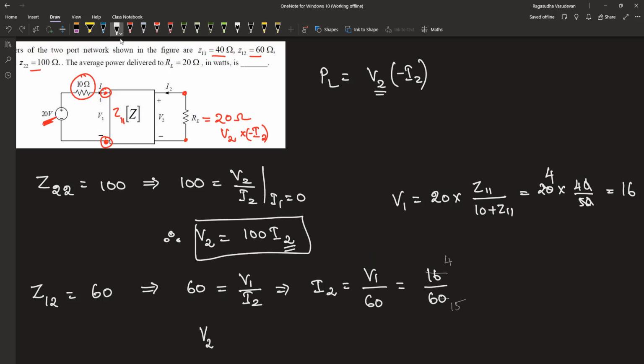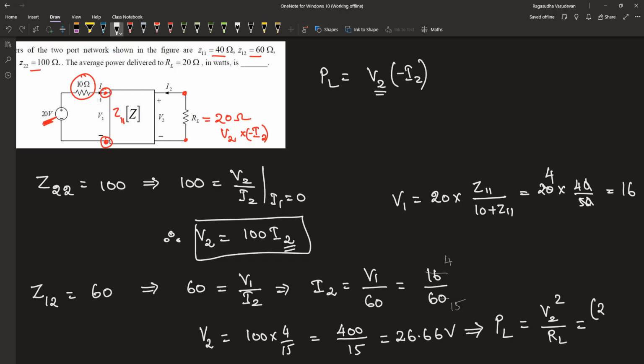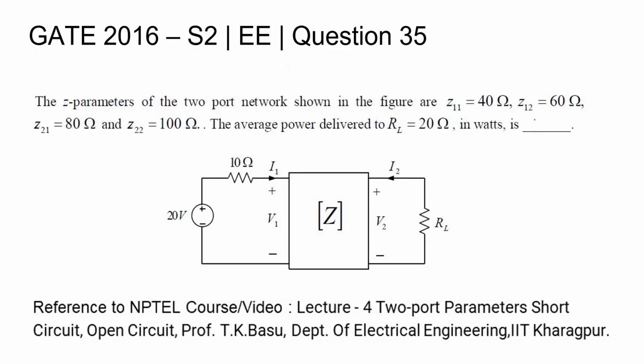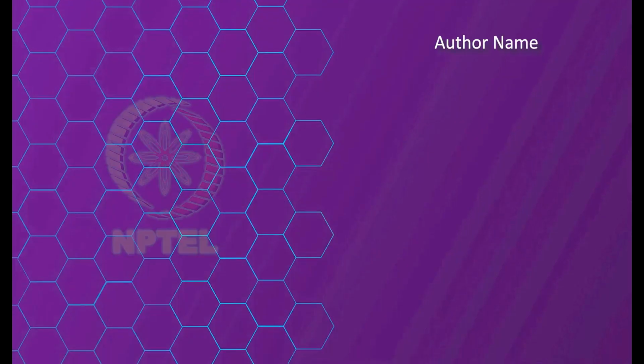Therefore, V2 is equal to 100 into 4 by 15, which is equal to 400 divided by 15, 26.66 volt. So this implies that the average power delivered to the load will be V2 square divided by the load resistance. This is equal to 26.66 whole square divided by 20. So therefore the average power is equal to 35.5 watt. The answer is 35.5 watt. Thank you.